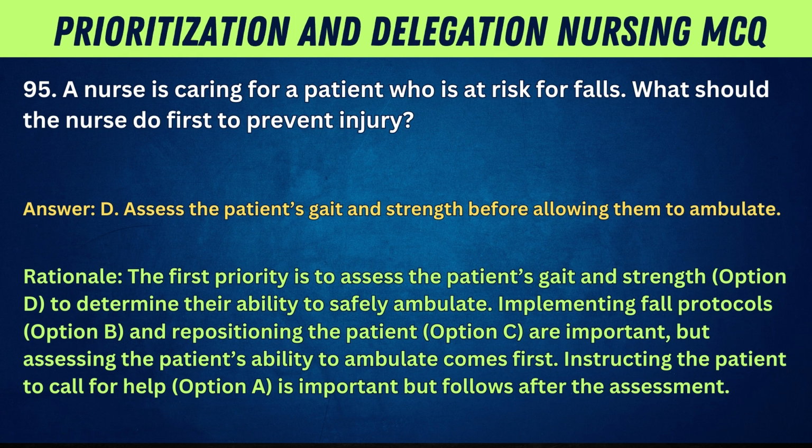Answer. D. Assess the patient's gait and strength before allowing them to ambulate. Rationale. The first priority is to assess the patient's gait and strength, option D, to determine their ability to safely ambulate. Implementing fall protocols, option B, and repositioning the patient, option C, are important, but assessing the patient's ability to ambulate comes first. Instructing the patient to call for help, option A, is important but follows after the assessment.